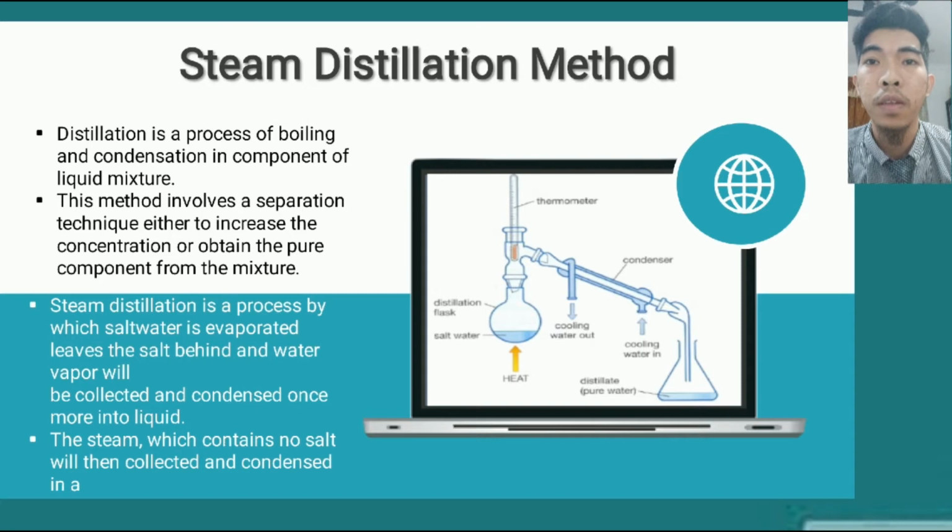This process involves bubbling steam through the heated mixture of the raw material. When salt water is evaporated by heat, steam will be produced and leave the salt content behind. The steam, which contains no salt, will be collected and condensed in a different container. This new water we can call fresh water. That's the aim. The bacteria are also killed during the boiling process due to the high temperature.